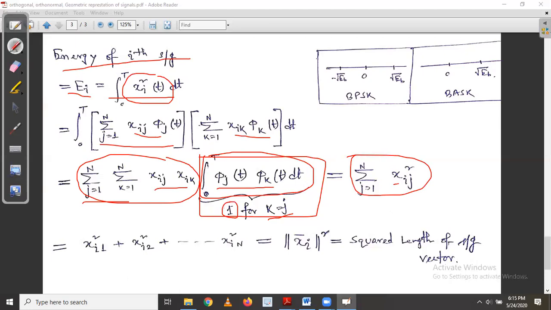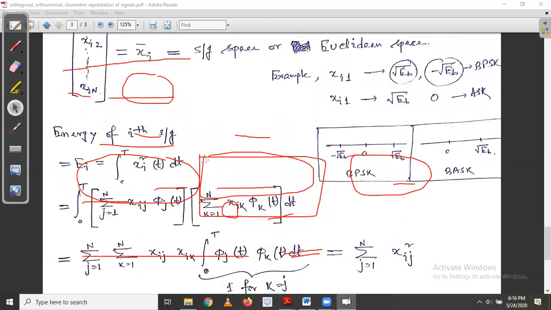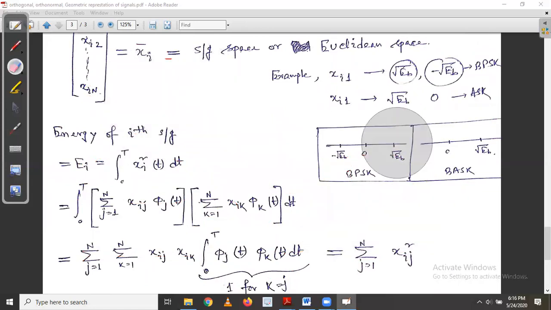Now just to separate out this term, as j varies: xi1, xi2, xi3, xi4, like this up to xiN, square, adding all. This is denoted by this one, which is nothing but the squared length of the signal vector. What does xi bar mean? See, xi bar means this one.